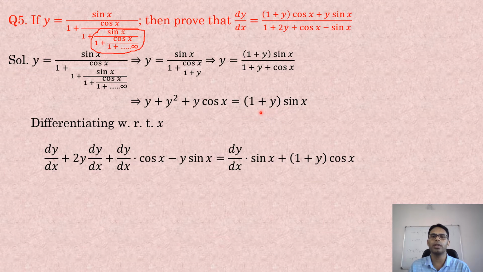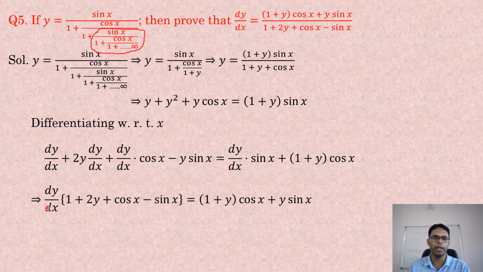1 plus y function derivative is simply dy/dx, because the derivative of 1 is 0 and of y is dy/dx, sin x remaining the same, plus 1 plus y remaining the same, and the derivative of sin x is simply cos x. Now we are to collect the terms involving dy/dx, that means this term, this term, this term, and this term, and other terms will be shifted to the right hand side.